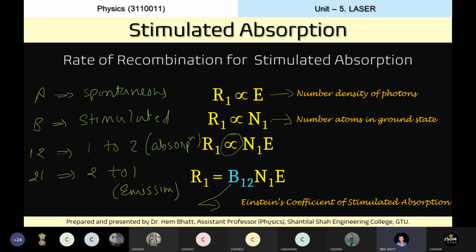Okay, let us go to next. Spontaneous emission is the next process. What will be the rate of spontaneous emission? How much spontaneous emission will take place? Who decides how much spontaneous emission will take place?